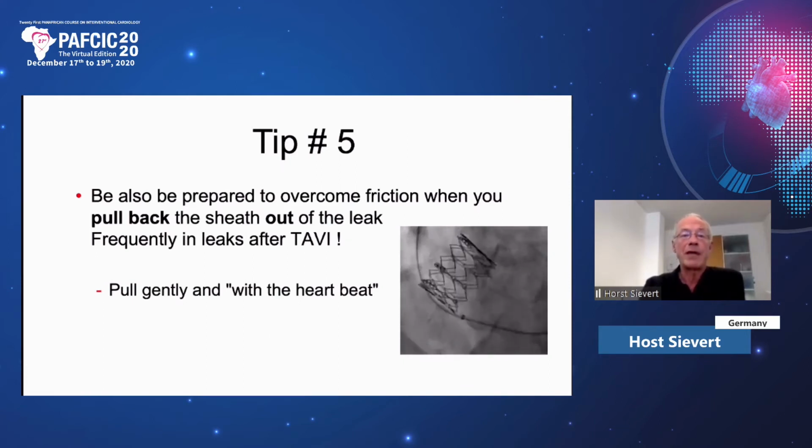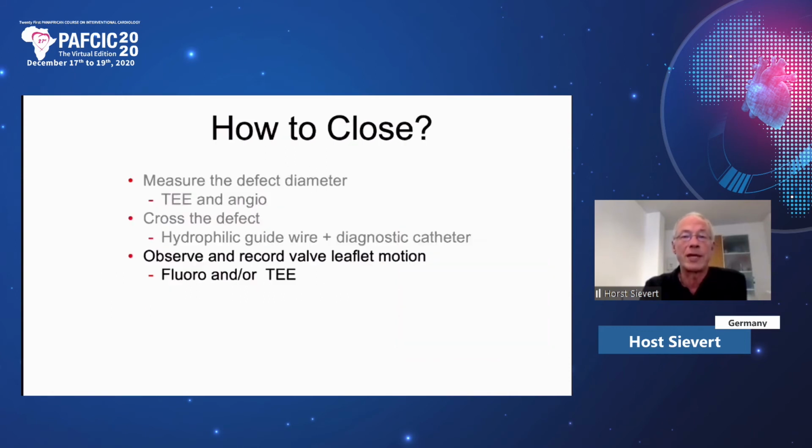Tip number 5, be prepared to overcome friction when you pull back the sheath out of the leak. And that is frequently an issue in leaks after TAVI. So if you have the sheath across, you want to deploy the device, and then you encounter friction which you did not encounter when you advanced the sheath through the leak. And then you have to really pull very gently and with a heartbeat, and then sometimes millimeter by millimeter, the sheath or catheter comes back into the position where you can finally deploy the device.